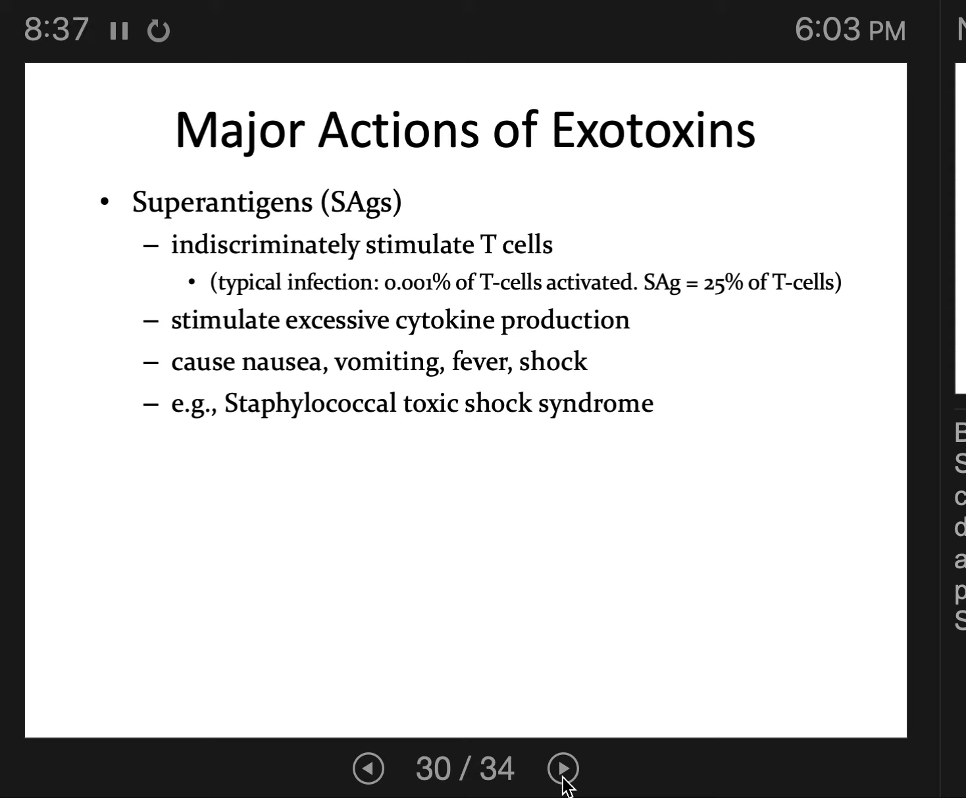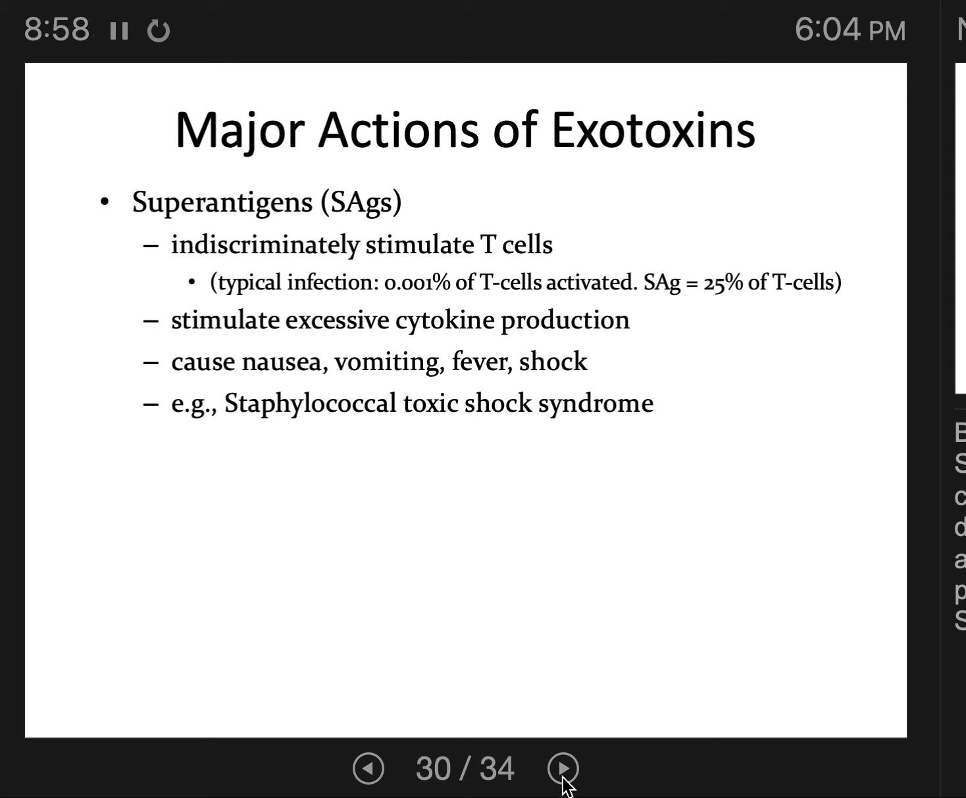However, a superantigen activates a huge number of them. A superantigen will activate 25% of your T cells. That is way overblown. That's orders of magnitude higher than a normal immune response. So what happens in response to a superantigen is you get too many T cells activated and excessive cytokine production.